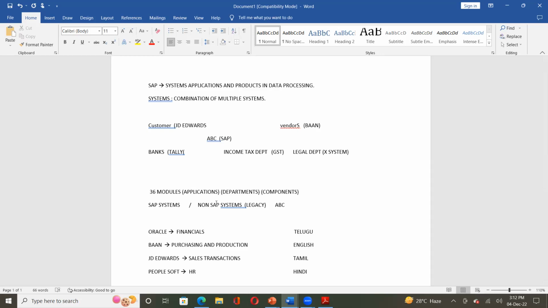Fine, everyone. So now we know why it's known as an application, why we are calling it applications. Now you got it, right? It does not support only a single module. It supports a number of modules, components, departments. So that's the reason for the distinction between system and application. Can I call Oracle an application? Oracle is dedicated only to finance, so we can call it only a single application. We can't call it applications.